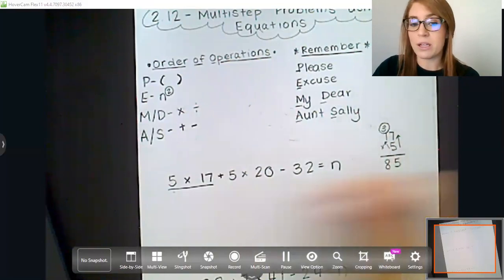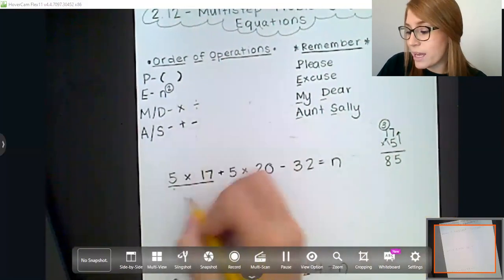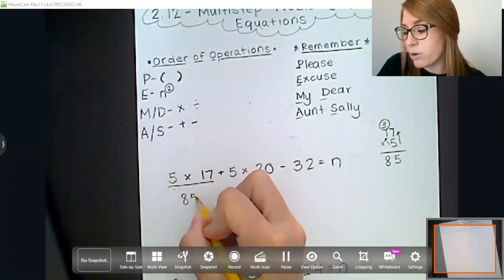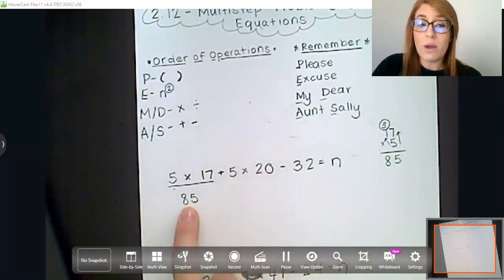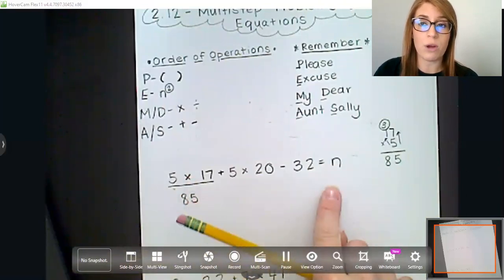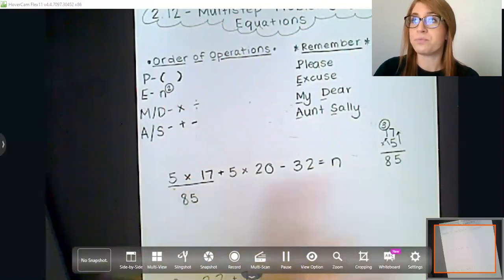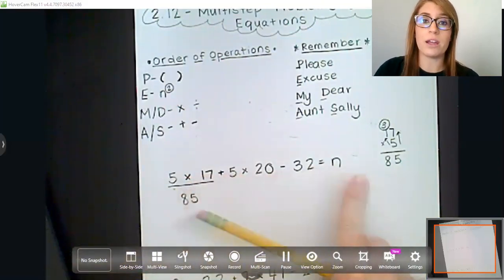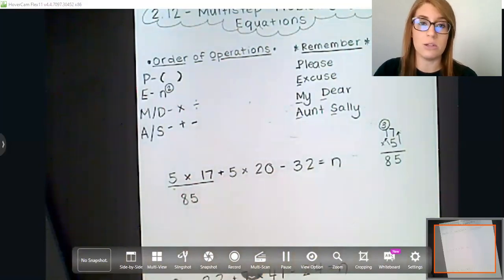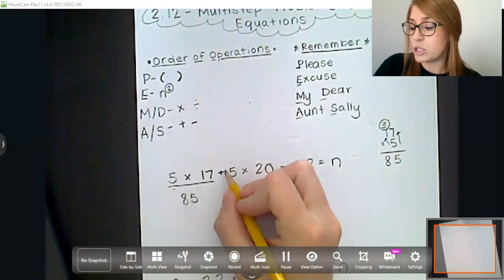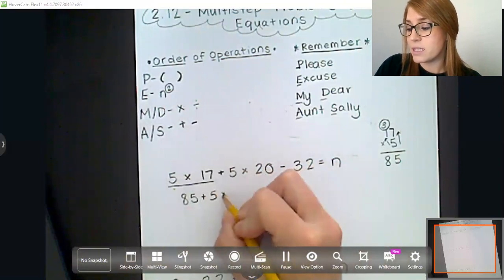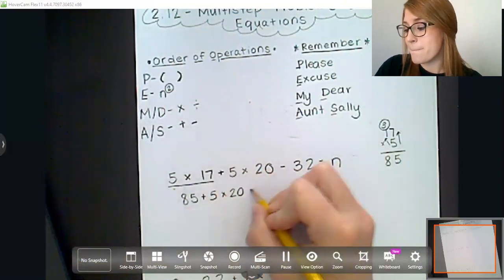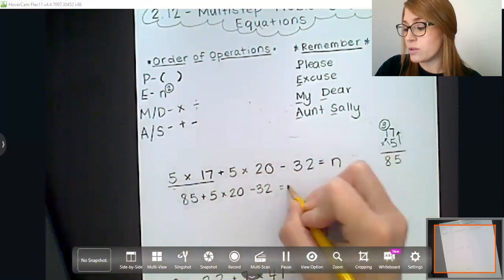Very good. Okay, so I'm going to come back over here and write my 85 right underneath the problem that I solved it with. Okay, and this next step is very important. Once you have solved a step, you need to copy the entire rest of the problem down the exact way you see it. Okay, we don't solve it and then keep on going. We got to do one at a time and then rewrite it and then continue solving. Okay, so I'm going to just bring down each thing I see. I see my addition symbol, plus 5 times 20 minus 32 equals n.